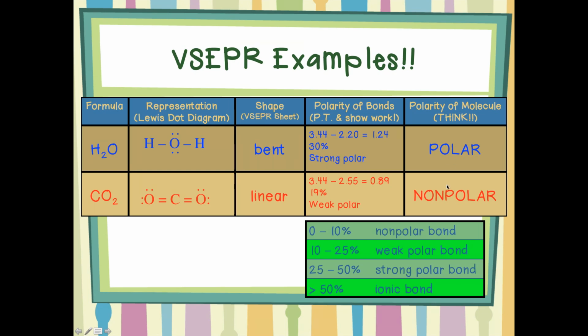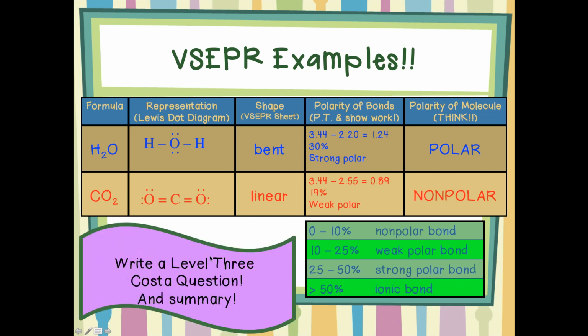And remember the one shortcut, if it's a non-polar bond, it's automatically a non-polar molecule. It doesn't matter the shape. But this shows you that the type of bond doesn't always tell you the polarity of the molecule, because if it's polar, you have to look at how it's being pulled. That's the idea of VSEPR. Go ahead and do a level 3 question and a summary. Your summary should answer your EQ.